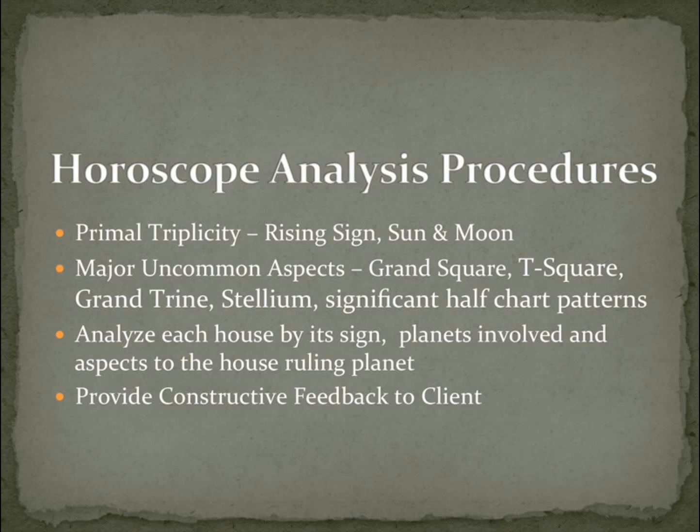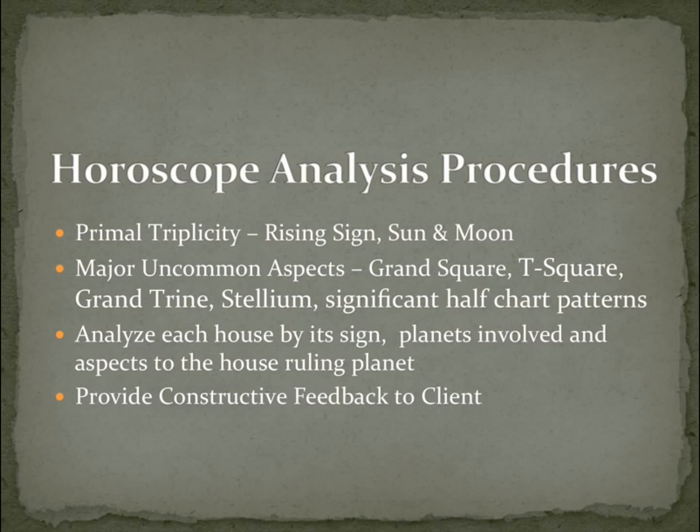The next area you should investigate has to do with major uncommon aspects like the grand square, T-square, grand trine, and stellium. Check to see if there are any present in the person's chart. If so, then analyze it by planets, houses, and aspects involved. In addition to uncommon aspects, look to see if there are any significant planetary half-chart patterns, like all 10 planets clustered in the eastern, western, top half, or bottom half of the chart. This can tell you whether the person has strongly biased life issues to deal with.